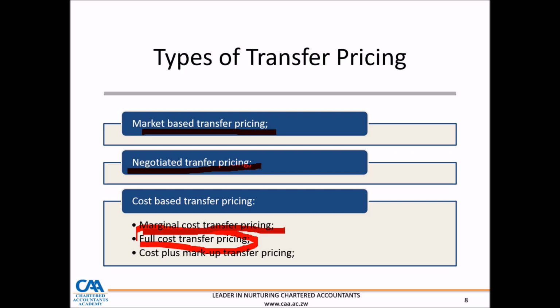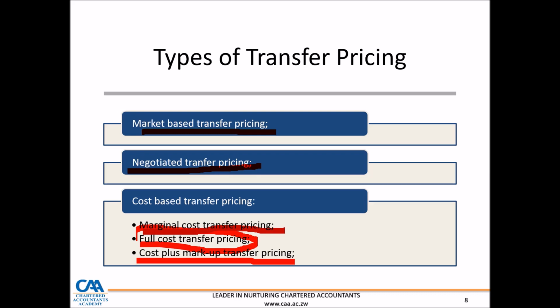Then the last method that can be used is cost plus markup. So cost plus markup, it's simply saying the transferring division or subsidiary will determine its production cost, then add a markup to its production cost to come up with a transfer price. So what are some of the issues? So it means the cost plus markup transfer pricing method is commonly used whereby the transferring division is also considered to be a profit center. So they would want to make a profit on the goods that they transfer to the next division or to the next subsidiary.